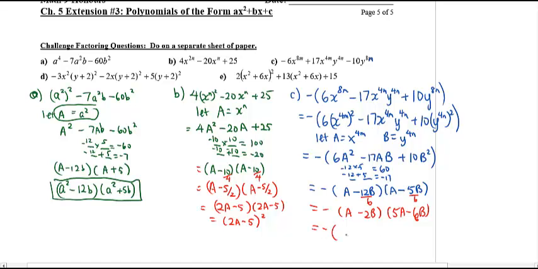So negative x to the power 4m minus 2y to the power 4n. 5. Oops, I meant 6. My fault. 6 and 5. Whoops. 6a minus 5b. So 6a, which is x to the power 4m, minus 5y to the power 4n. Done. Okay?